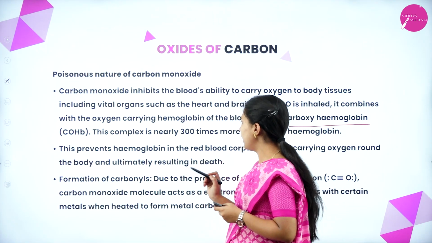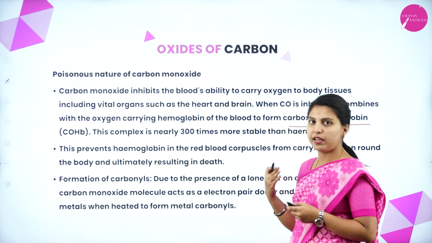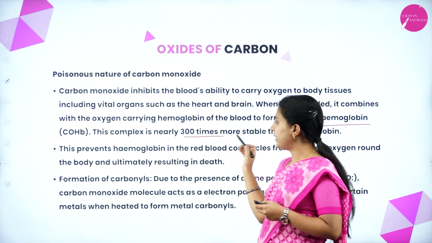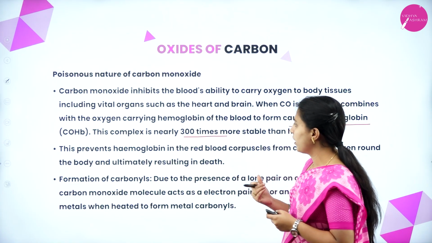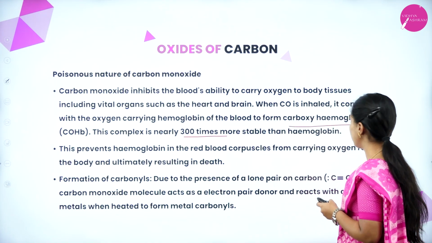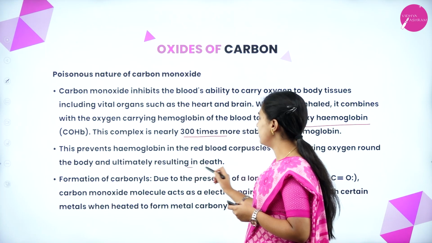This complex is nearly 300 times more stable than oxyhemoglobin. That is why it is very toxic: it is 300 times more stable than hemoglobin. This prevents hemoglobin in the red blood corpuscles from carrying oxygen around in the body, ultimately resulting in death.